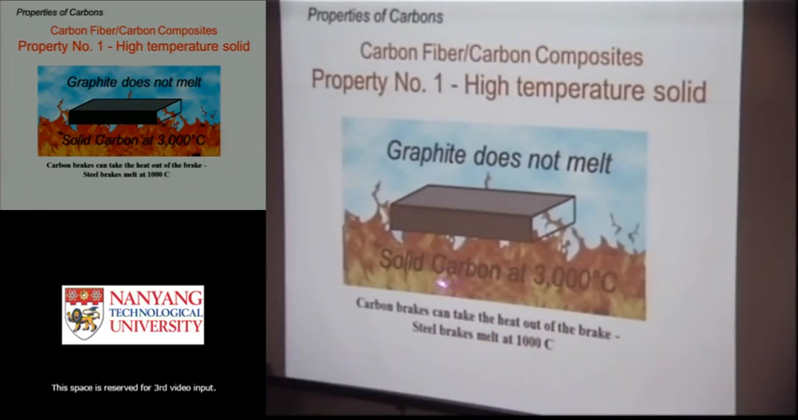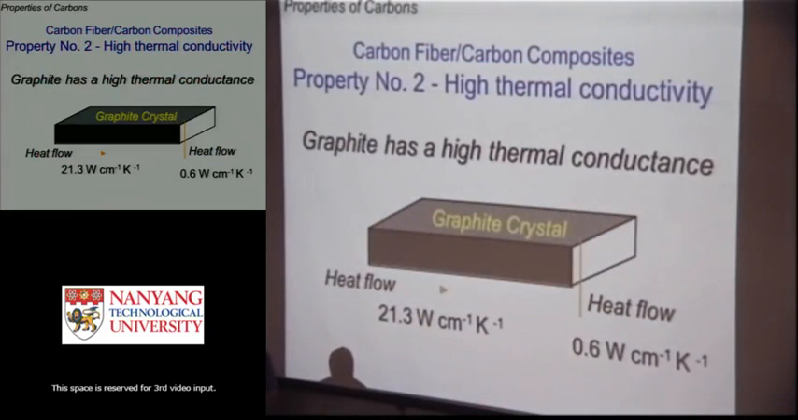So that's why, for example, for all airplanes, the brake they use is a carbon-based material instead of rubber or metal, right? So carbon can be used for airplane tires, right? So this is one thing.